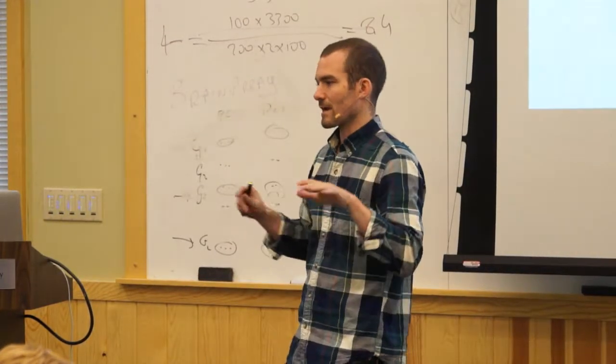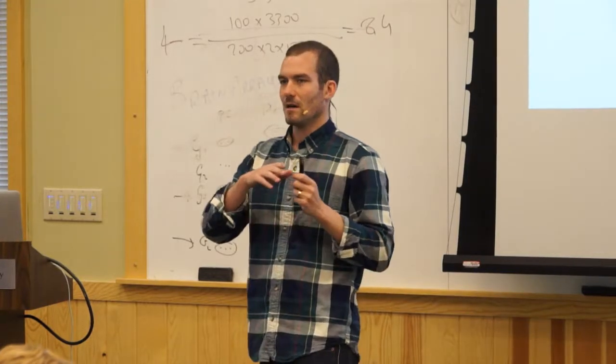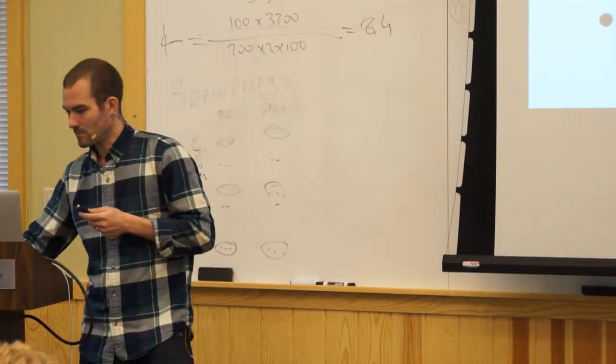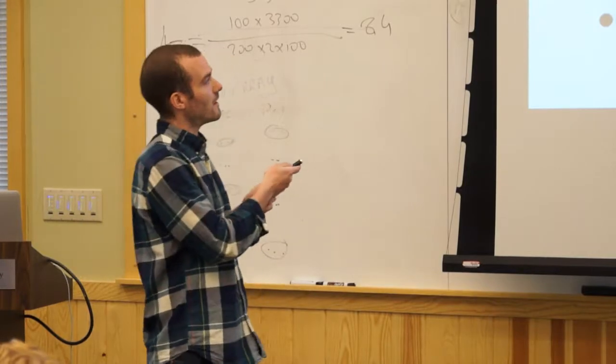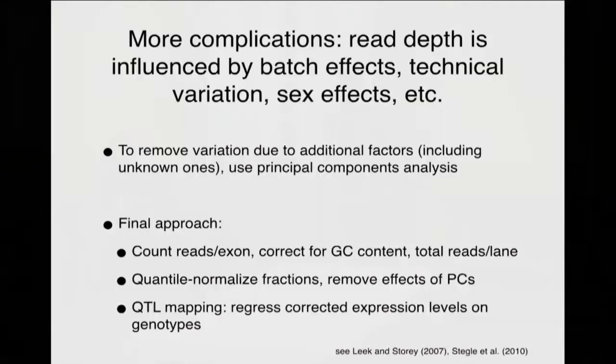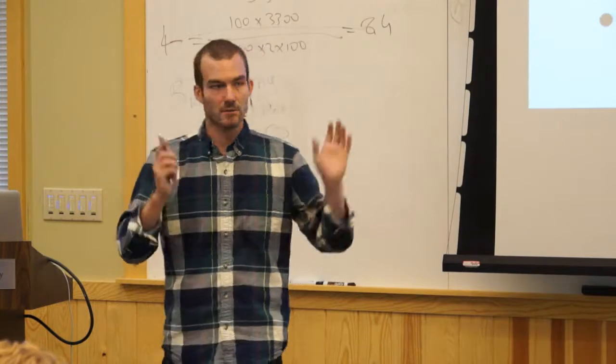So at this point, they're not counts anymore. What have we done? We've counted the reads. We started with counts. We corrected for GC content and the total reads to get a fraction. And so we quantile normalize these fractions so that now it's a standard normal. Just convert the fractions to a standard normal and then do normal linear regression. Just standard linear regression.